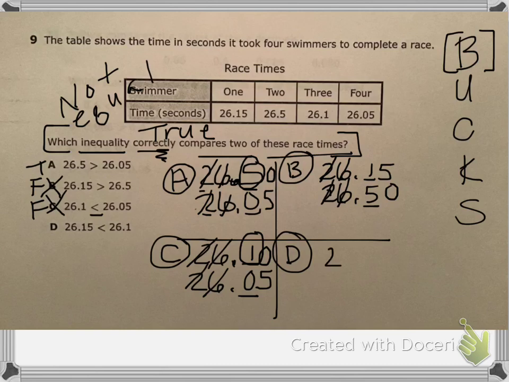D, we're going to go ahead and line D up. We have 26 and 15/100 and 26 and 1/10. We can put a 0 here to set the same place value positions. Answer choice D says that 26 and 15/100 is less than 26 and 1/10. So we're going to start at the left at the 2's. They're both the same. Go next door to 6. Again, they're the same. Go to the 10th place. Again, we also have the same number, 1. So we go to the 5 and the 0. 5 is greater than 0, not less than. So D is also a false statement, so A is the correct answer.